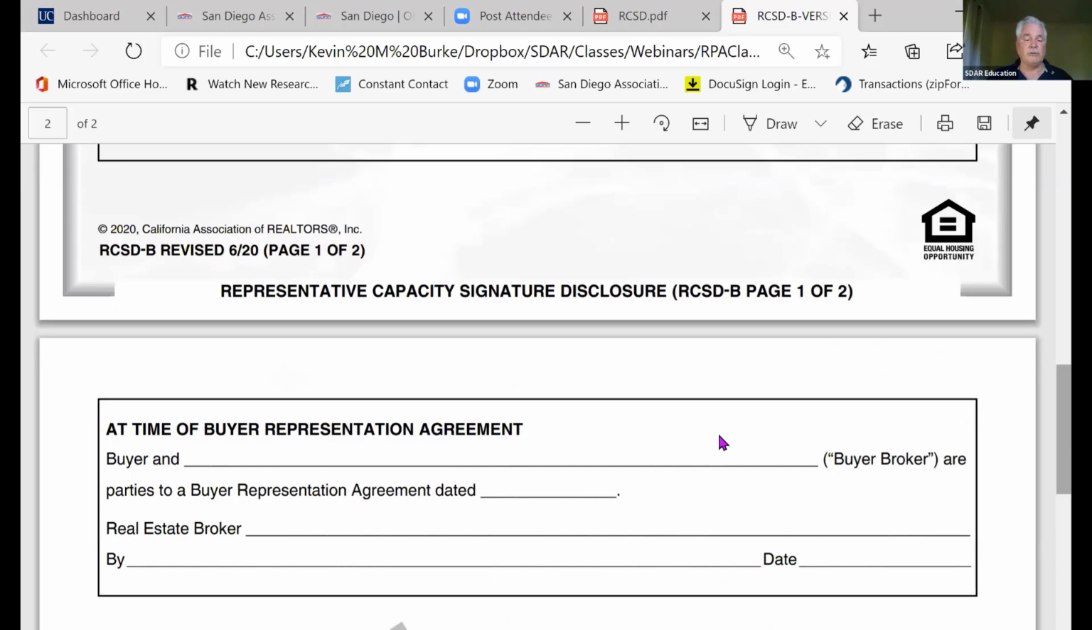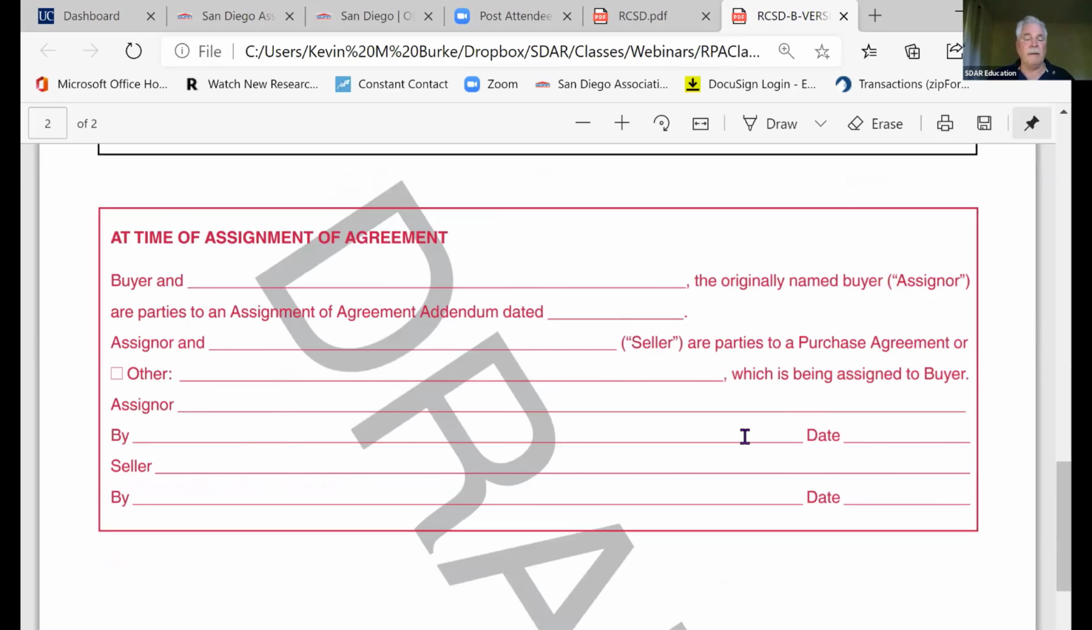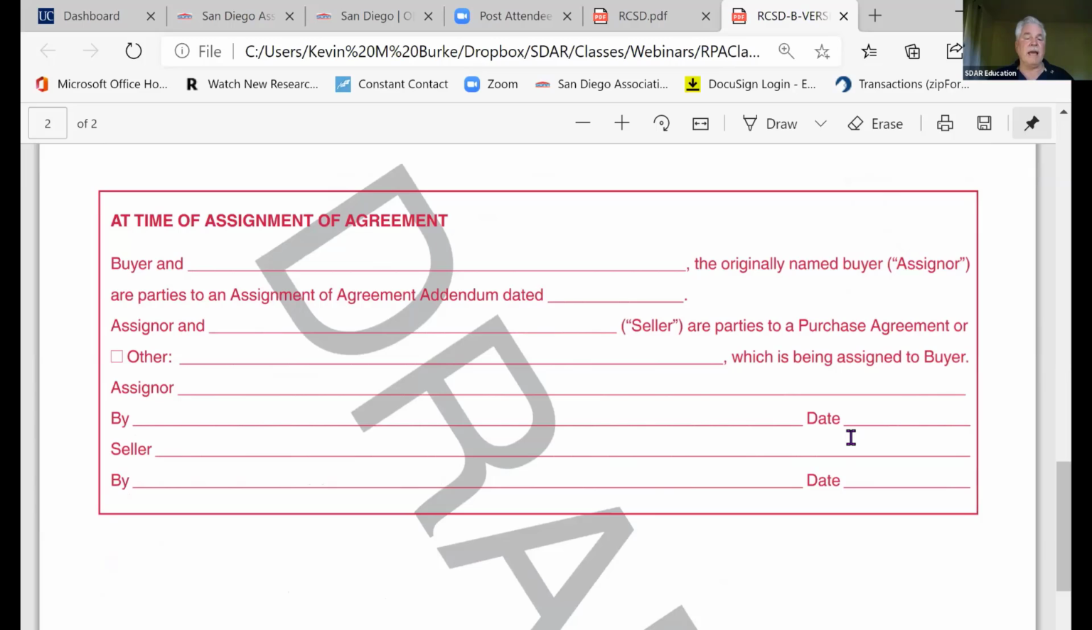And then the only other change really in here is if there is an assignment, then at the time of assignment of the agreement, you can go ahead and use this form to accomplish that. This is not the assignment. Remember, this just says that this individual is authorized to sign on behalf of the entity that is now replacing it. Okay, everybody good? Questions? Okay, seeing none, I'm going to bounce out of here.